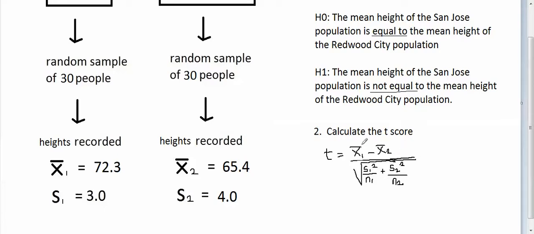So on the top of the fraction we have the mean of sample 1 minus the mean of sample 2. On the bottom of the fraction, everything is under a square root sign, under one big radical, and we have standard deviation 1 squared, standard deviation 2 squared. We have the size of sample 1 and the size of sample 2. So we're going to plug everything into this formula.